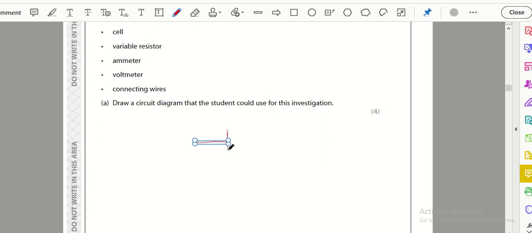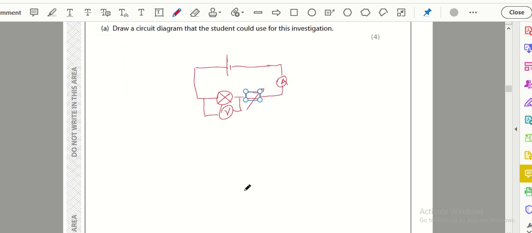Here is the cell, here is the battery, sorry, the filament, and here is the variable resistor. And here is the ammeter, which must be connected in series, and here is the voltmeter, which is connected in parallel to the filament lamp.